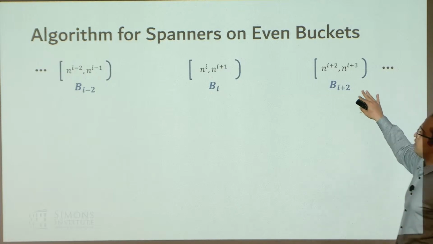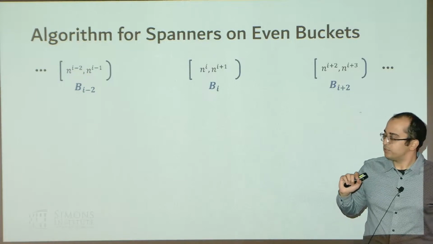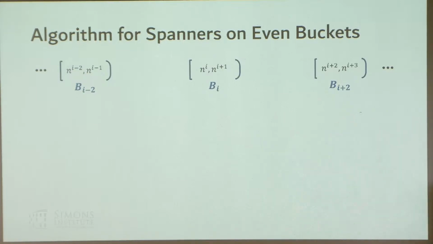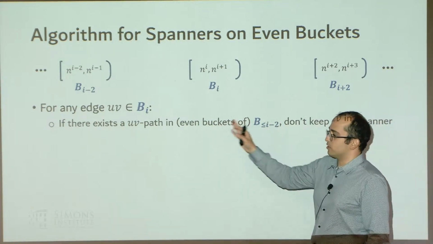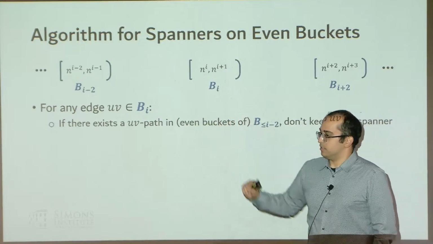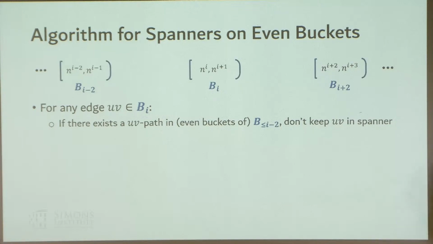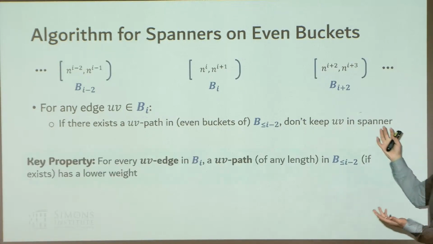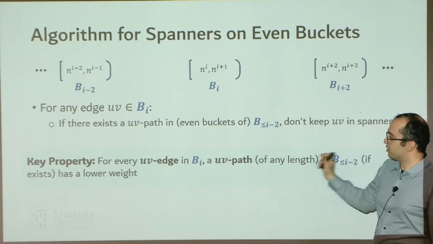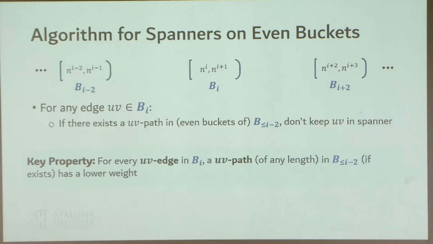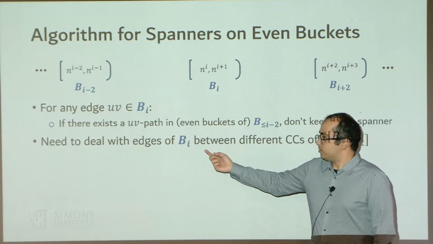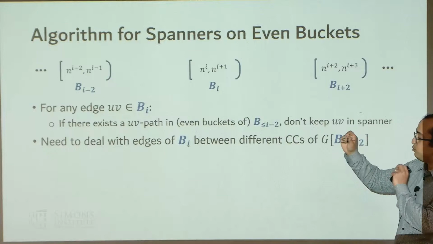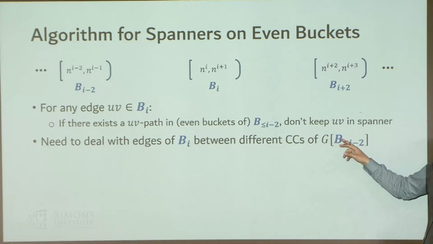So consider even buckets, and in particular, consider B_i. I'm trying to understand which edges in B_i I need to maintain in my summary or spanner. Again, I use that property. For any edge UV in B_i, if there exists a UV path in lighter buckets, meaning bucket B_{i-2} and below, if I can find the path only using those edges, then I don't need to keep UV. Because even picking n edges from them is cheaper than any edge in this bucket, and a UV path will have length at most n. That tells me that we only need to deal with the edges of bucket B_i that are between two different connected components of the graph induced by the edges of bucket i-2 and below.